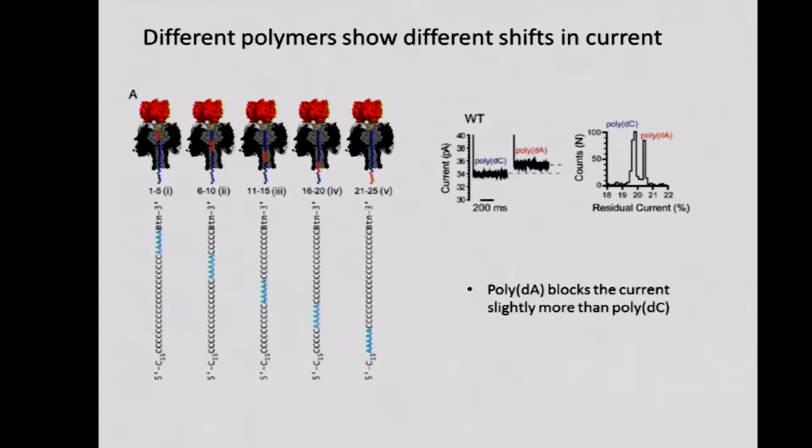And what do you know? There is a difference in the characteristic shift in voltage when the poly C is in there versus when the poly A is in there. However, it's not that different. So this is the residual current, this is the percent change in difference.